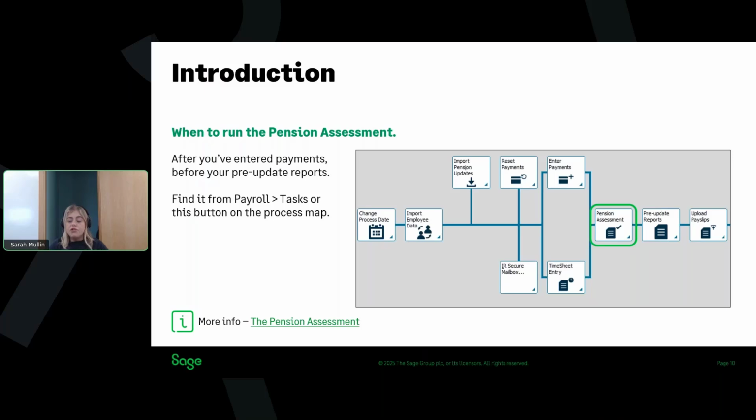Now, where can you find the option? A couple of different places. You can access it from your payroll tasks, which is what I'll be using today. Or if you do use the process map, you can see it has its own dedicated step there that I've highlighted. So whichever method you prefer, the pension assessment is quite easy to locate.